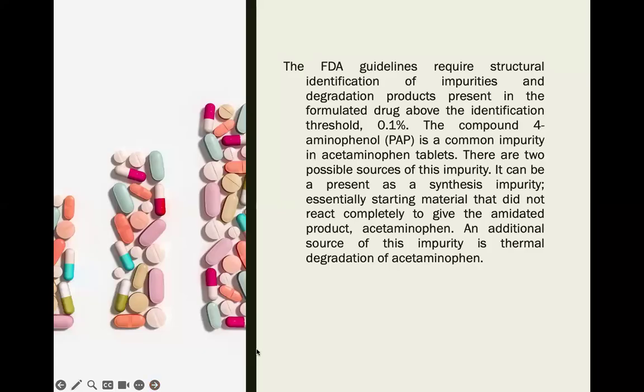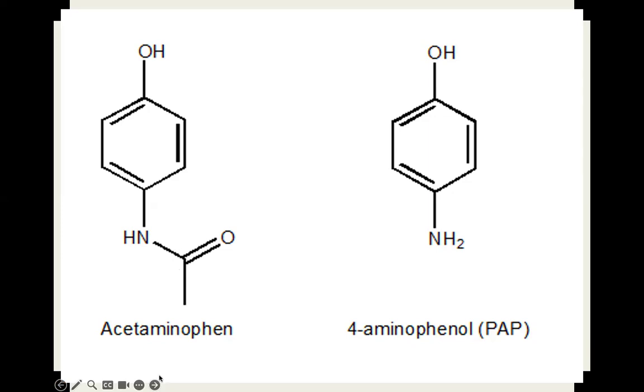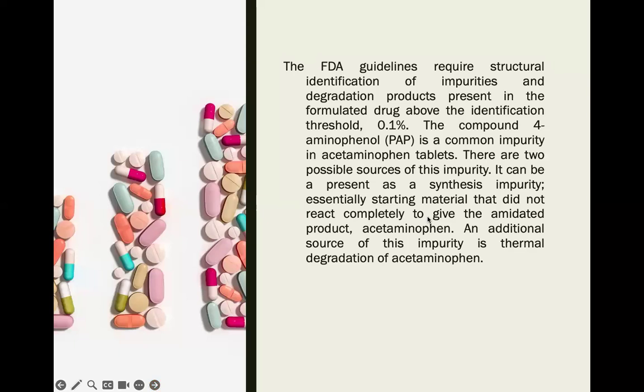So what is the issue? To get the paracetamol, acetaminophen, there is a possibility of impurities present in the formulated drug above the identification threshold. The compound is a common impurity in paracetamol tablets. So it can be from the synthesis, also from the starting material, or probably during the thermal degradation of this acetaminophen, right? So how do we get rid of this impurity?